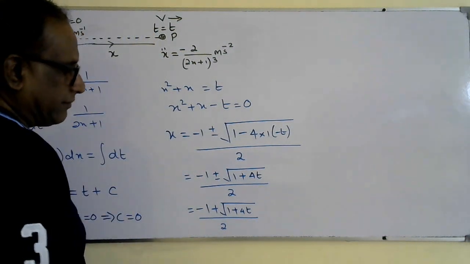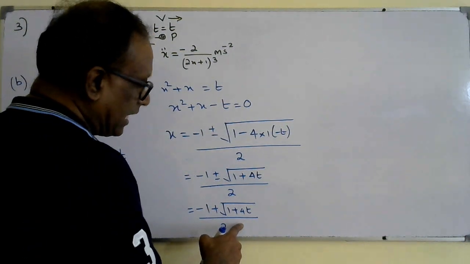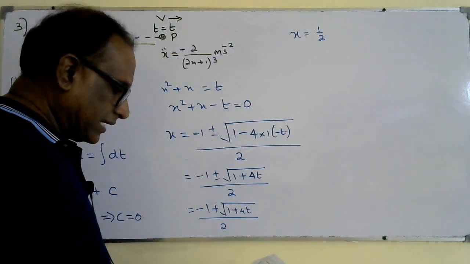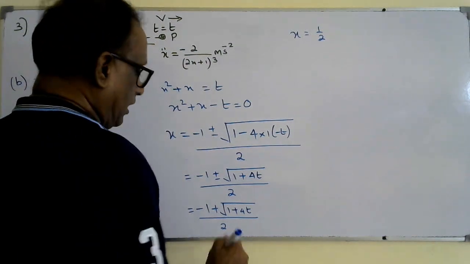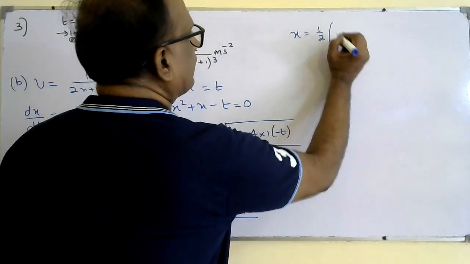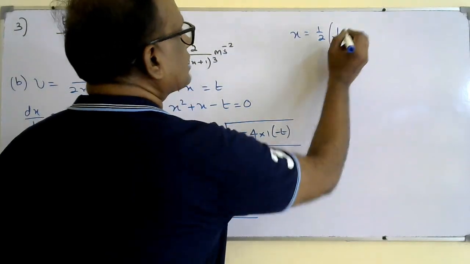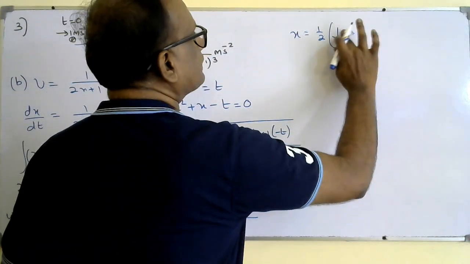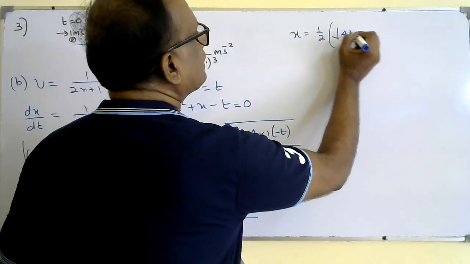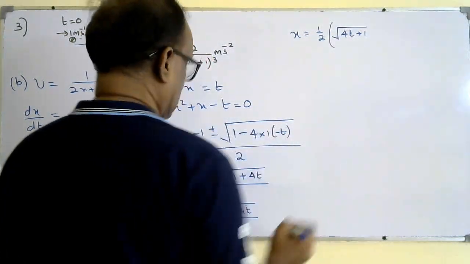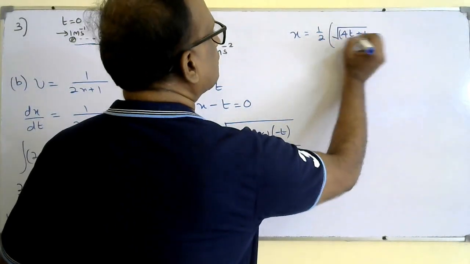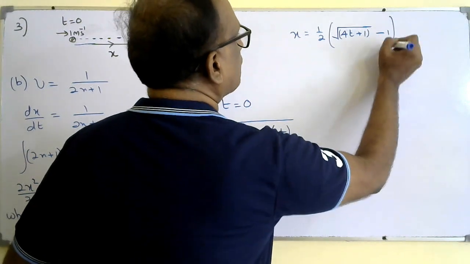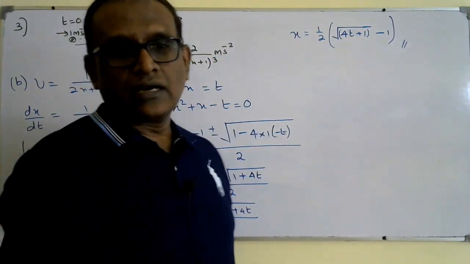Okay, so this we can write separately. This 2 means it's a half, that is, x is equal to half, we can write the common half. This portion first within brackets: square root of 4t plus 1, yeah, 4t plus 1, that's the way it says, 4t plus 1, in a bracket, this minus 1, minus 1. That's the relationship between x and t.